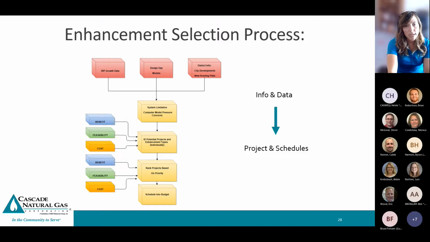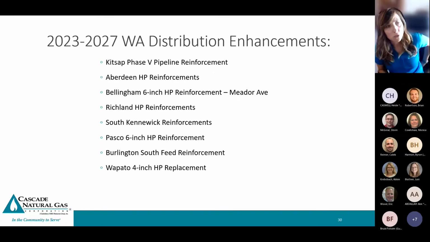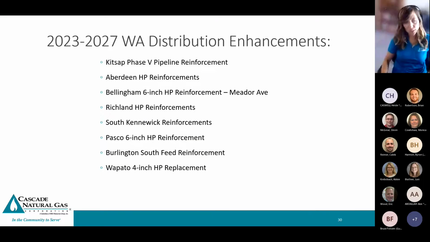But yeah, with that, we'll now get into our projects. This is the fun part, talking about projects and what we have planned in our 5-year IRP. These will be projects 2023 to 2027. In this one, I'm going to give the disclaimers. I'm just going to cover Washington projects. This is Washington focused.